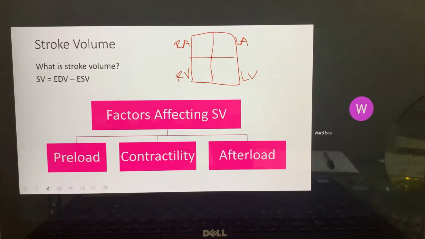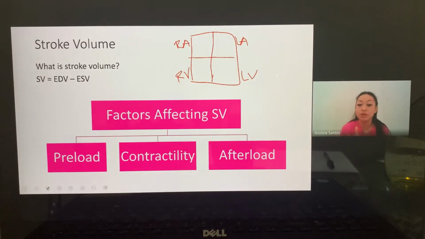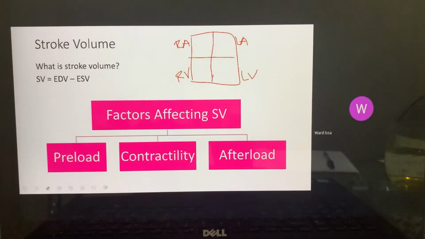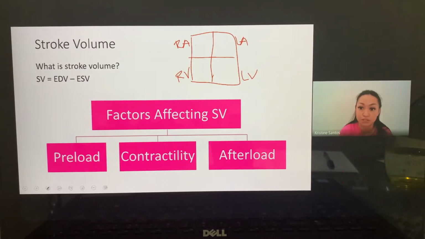Relaxation of the heart. Yes, it's the relaxation of the heart. More specifically, we could say ventricular relaxation. And what is systole? The opposite, which is contraction.